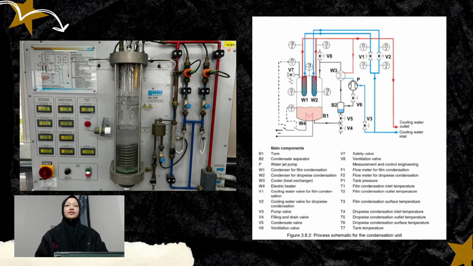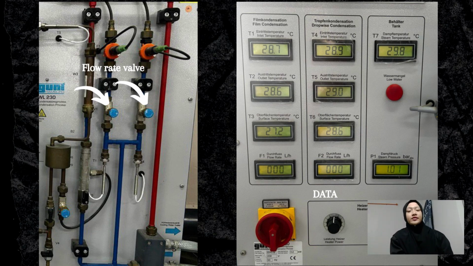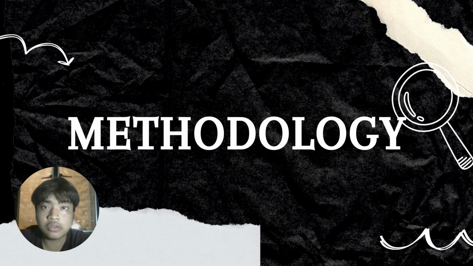Next, we can see the apparatus. This is the apparatus that we use in this experiment, which is heat transfer coefficient in dropwise and film condensation. The left side is the flow rate valve button, and the right side is the data that we need to record in the table. Now, I will talk about the methodology that we use in this experiment.